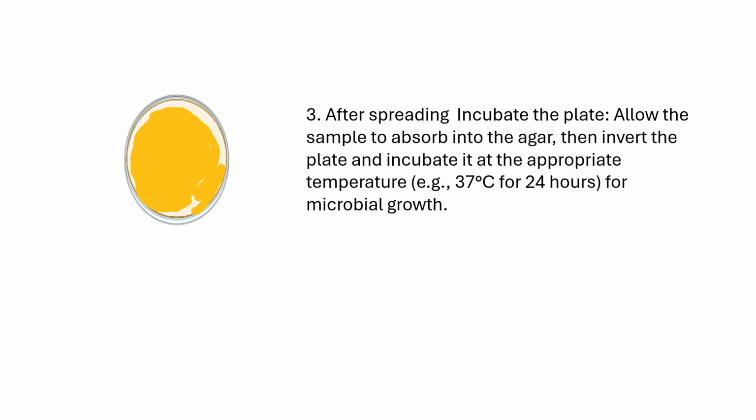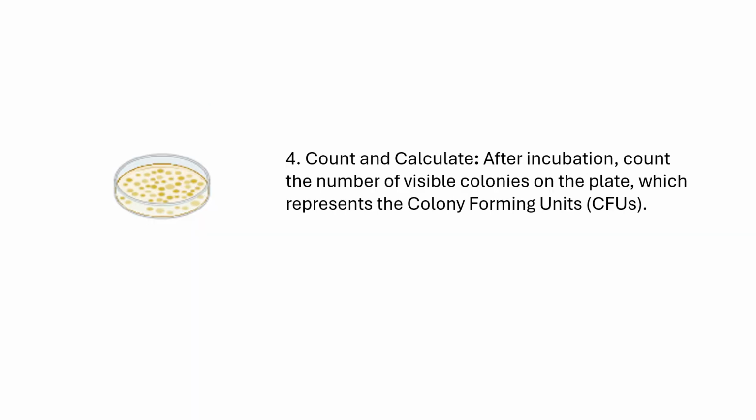Rotate the plate to ensure complete coverage. Now, after spreading, incubate the plate. Allow the sample to absorb into the agar. Then invert the plate and incubate it at the appropriate temperature. The temperature is 37 degrees Celsius for 24 hours for microbial growth. Then count and calculate. After incubation, count the number of visible colonies on the plate, which represent the colony forming units.